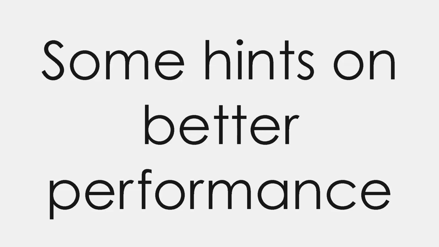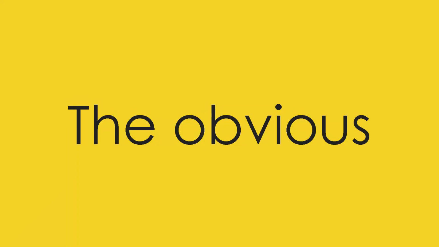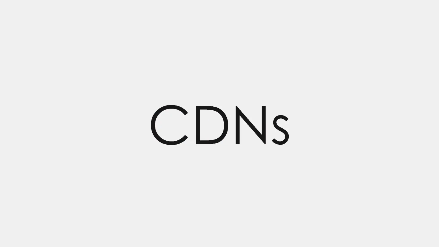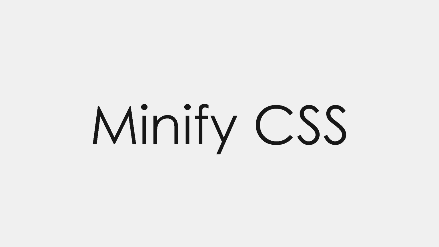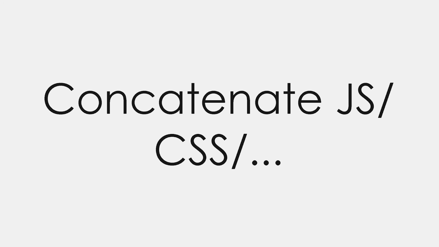So, some hints on better performance. These are in 3 parts, and for the first 1.5 parts, I can go through them very quickly because they are kind of obvious. You have the obvious things you should do in your application: enabling GZIP, using CDNs, looking at your DB queries and doing the indices right, so that your DB queries are as fast as possible. You should minify your JavaScript and your CSS, and concatenate your JavaScript and CSS so that you do not have 500 requests on every page, which is especially bad for mobile.